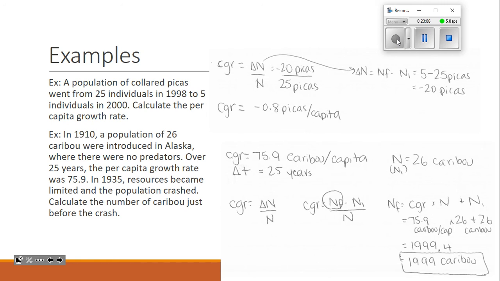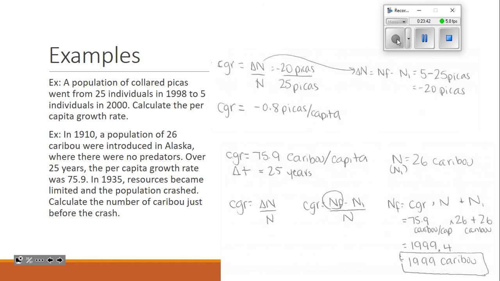So I need to do some manipulation of my formula. I want to take this N and move it to the other side. Since I was dividing, the opposite of that is to multiply. So I multiply it and move it to the other side. That's how I got CGR times N. Now I also want to get rid of N initial here. It's in the way. It was being subtracted, so if I want to move it to the other side, I add it. So I add N initial on both sides. That's where I got plus N initial.